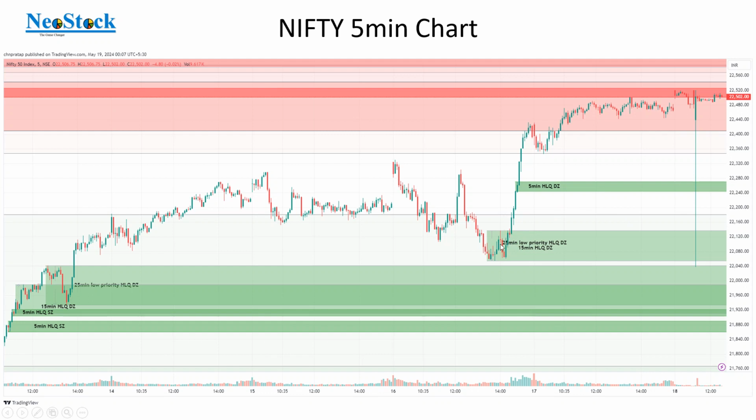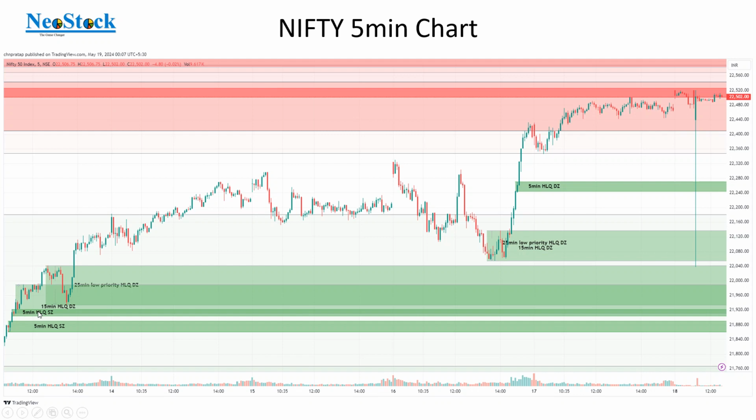See, rally, base, rally. Here we have a drop, base, rally. So that means this 15-minute or 25-minute zone has a very strong order flow. Here again you have another 25-minute low priority zone. This also has a drop, 2 base candles and a rally. The 15-minute zone, see here again, rally, 2 base candles, rally. Below that we have a high liquidity zone. This 5-minute high liquidity zone is responsible for the creation of this 15-minute high liquidity demand zone.